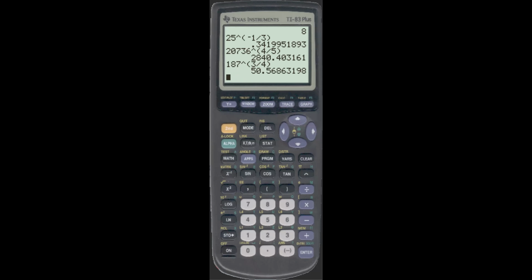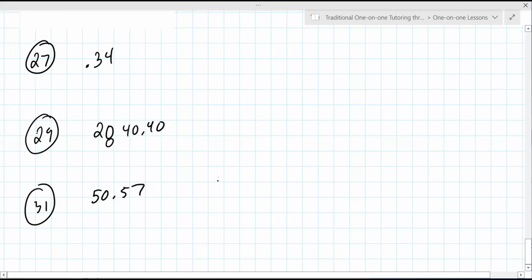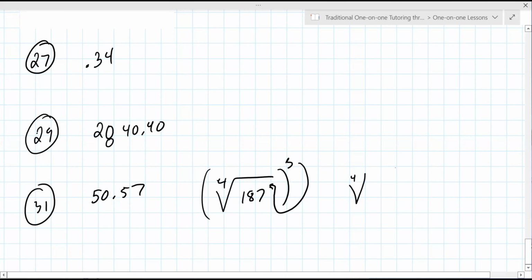So the number that's on the outside of the parentheses always goes on top. Yes. So like we were doing here, the fourth root of 187, this 3 really goes in here. So it's really the fourth root of 187 to the power of 3, which is 187 to the 3/4 power.